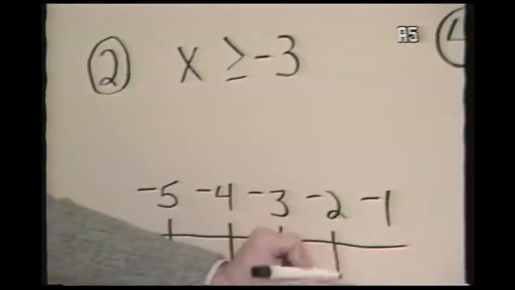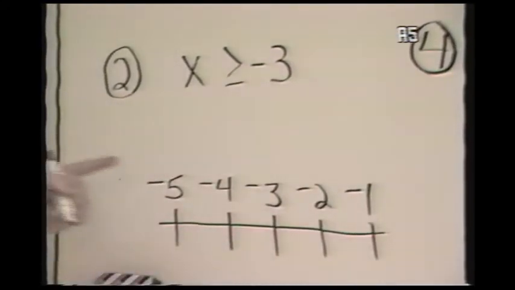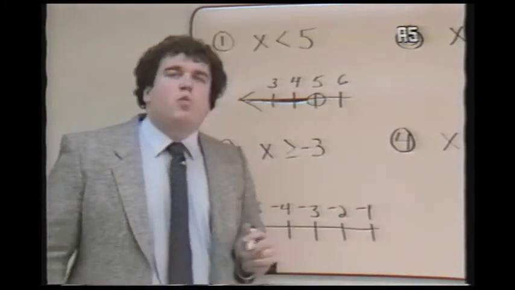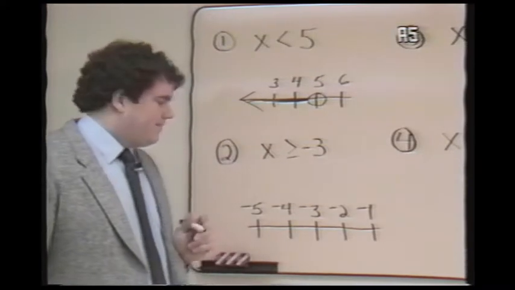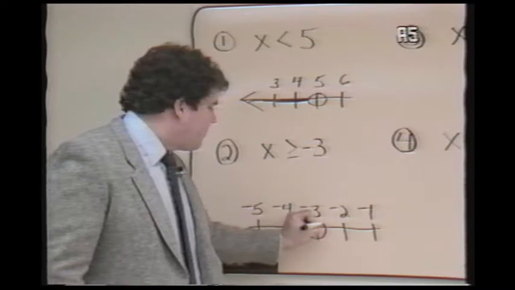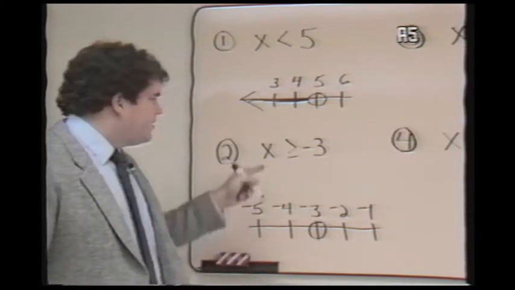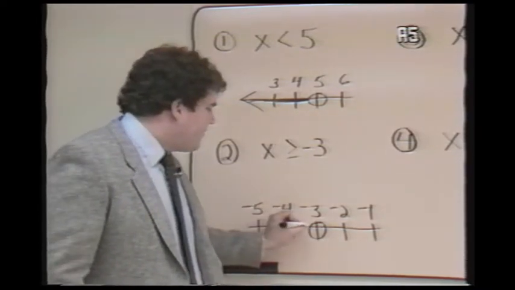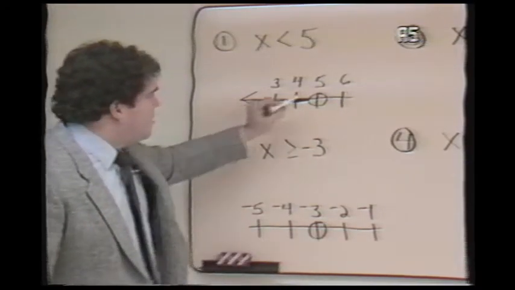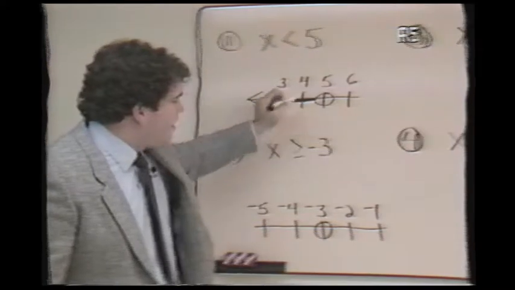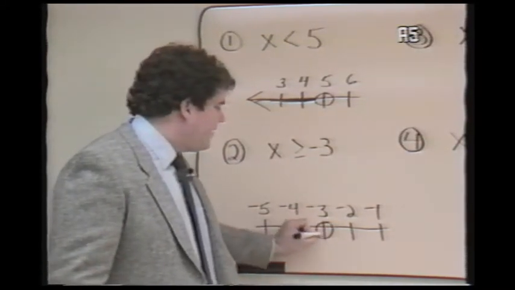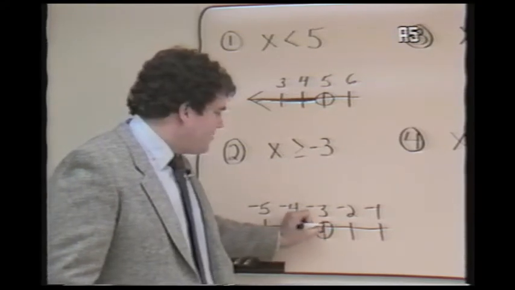Now, if something is greater than or equal to -3, it's every number to the right of -3. So I identify -3 right here. And look what I do. Since this is greater than or equal to, I fill in the circle. You know how I let my students remember this? If it's less than, I just say less than. If it's greater than or equal to, I go greater than, draw the circle, or equal to.